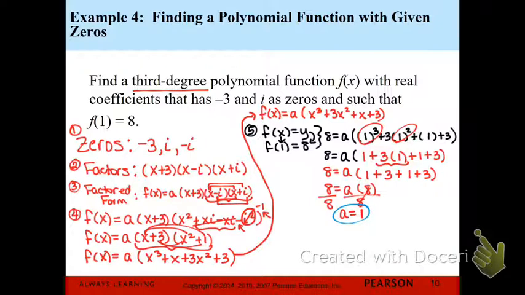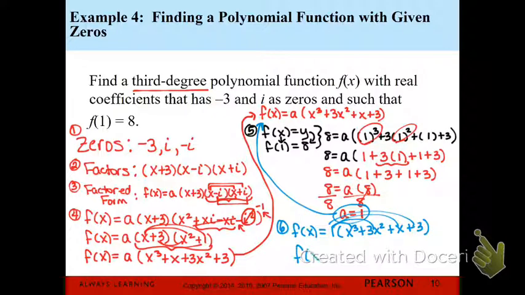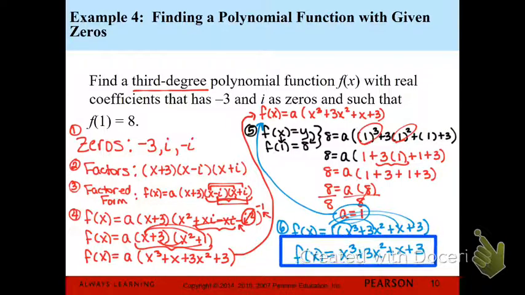So we're going to take that number. Remember step 6 says to plug a into the equation from step 4. So that's the equation I wrote right there. So we got f of x equals, my a is now 1 times the x cubed plus 3x squared plus x plus 3. And then it said to distribute. Because it's a 1, nothing's going to change there. But if it had been any other number, it would have changed. And it told us to find the polynomial function. So there it is.